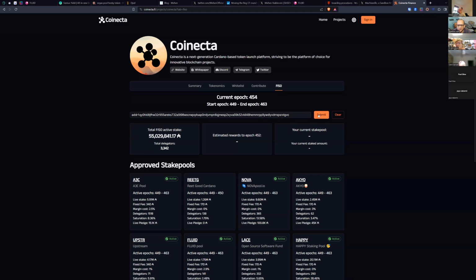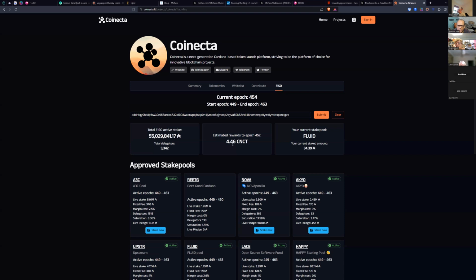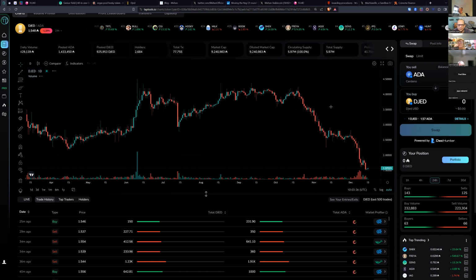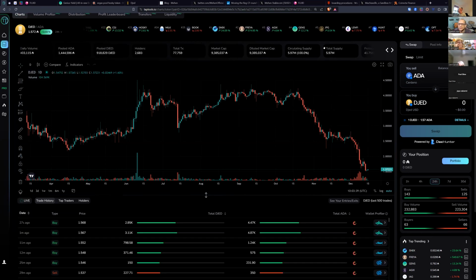So I'm pasting this in here, pressing submit, and that will tell me how many Coinector tokens I'm due to earn from this particular wallet. So I'm due to get 4.46 CNCT. The CNCT token has actually been generated already and has been listed on TapTools. So we can now go and compare the current pricing of CNCT and see how much that 4.46 is going to be worth.